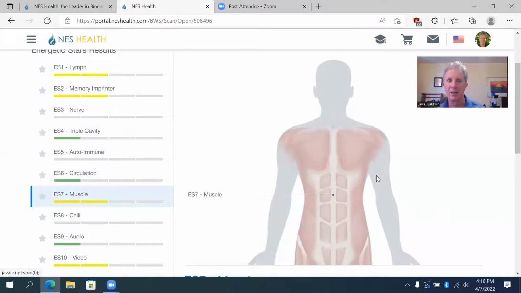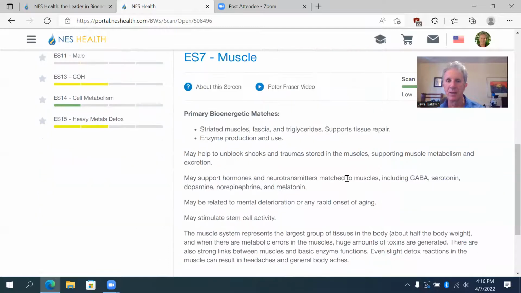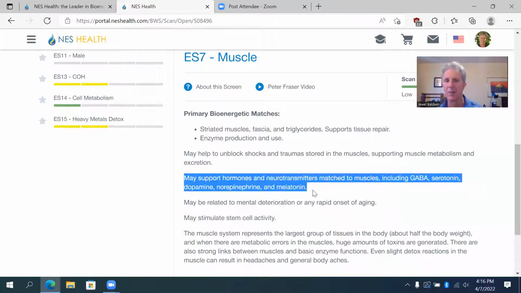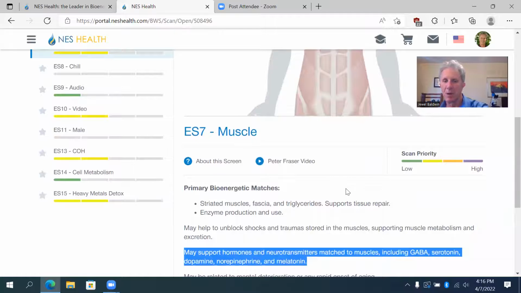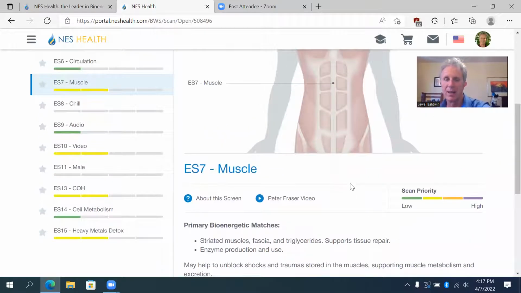Muscle star is related to the muscles, but also has a strong connection to neurotransmitters. So it's not just the muscles, it's also the brain. When people start to deteriorate mentally, Alzheimer's and Parkinson's, muscle star will come up. And again, this is going to help detoxify and also unblock the emotional traumas that are impacting the central nervous system.